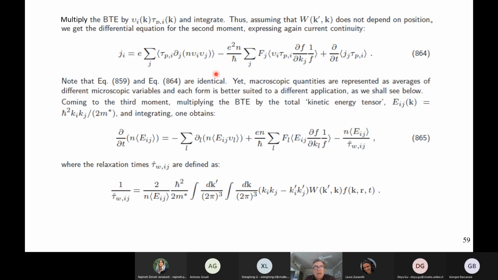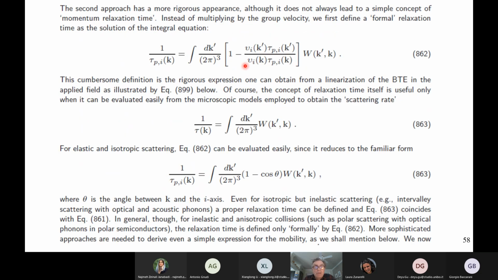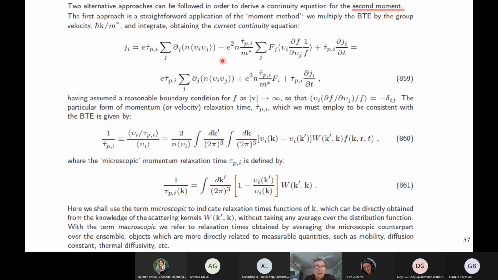Essentially, they're identical, simply because I've defined different ways, but we will discuss later how to simplify this and how to extract some quantities that we can relate to other things, like the diffusion constant and the mobility, out of these terms. Notice that in both cases, this equation and that equation are essentially identical. They simply differ by the way I've defined this tau.